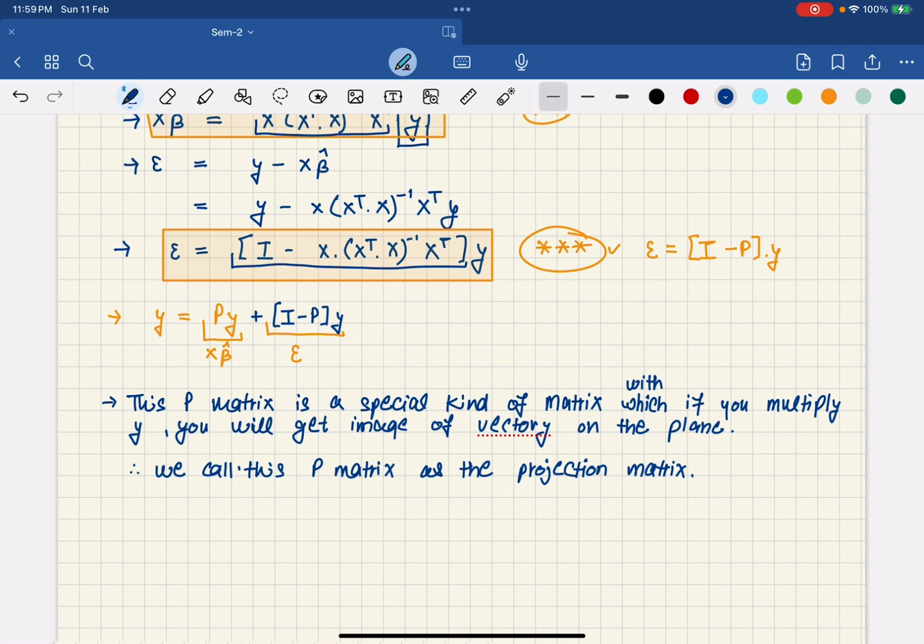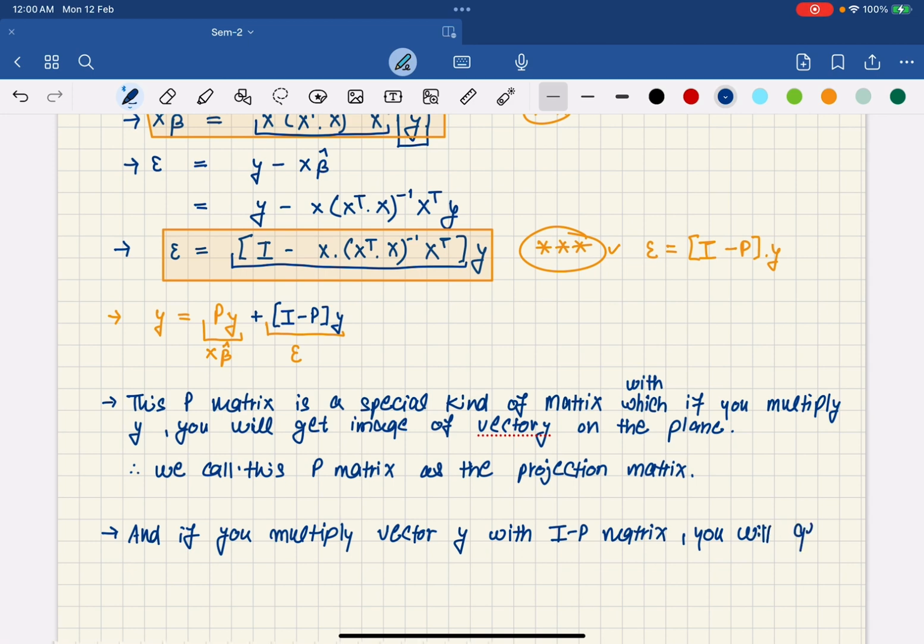So if you multiply vector y with the I minus P matrix, you will get the image of y on the plane perpendicular to the plane spanned by matrix X.